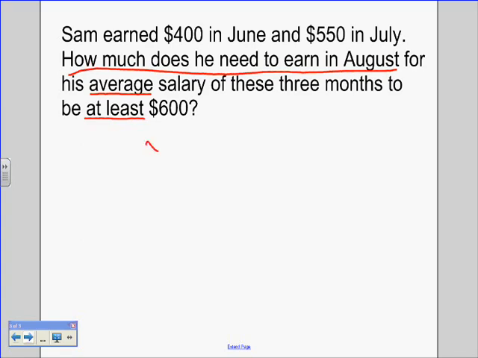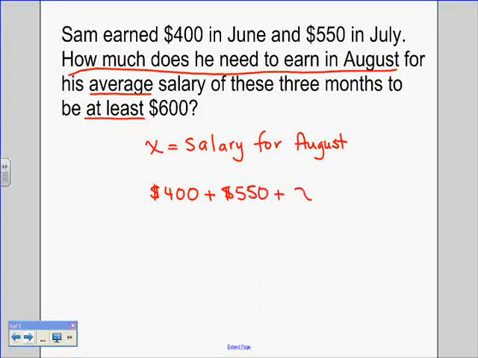So what I'm going to do is define X as his salary for August. And that's the variable that I'm looking to find because I want to know how much he needs to earn in August. The next thing that I'm going to apply is the fact that we're looking at an average salary. So we want our average salary to be at least $600. I'm going to write down what an average would look like. So if I actually had June, July, and August, what would it look like if I did an average? Well, I would have my salary for June, my salary for July, and my salary for August. And if I wanted to do the average of them, I would divide the entire thing by 3. So that's part of my inequality.